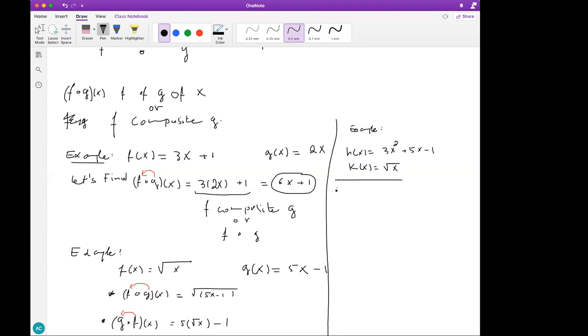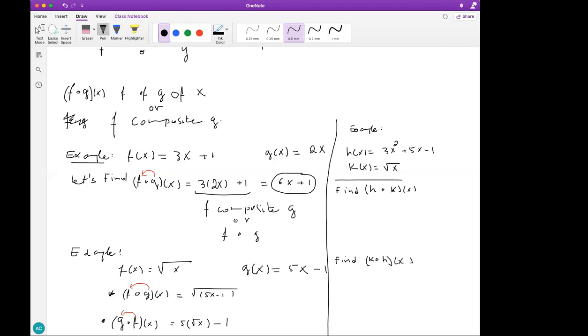Then we can find h of k, again, of x. And after that, we can also find the other way. So the question will tell you what to find. This is h of k, or it might be k of x, k of h. Don't forget that variable here, x.